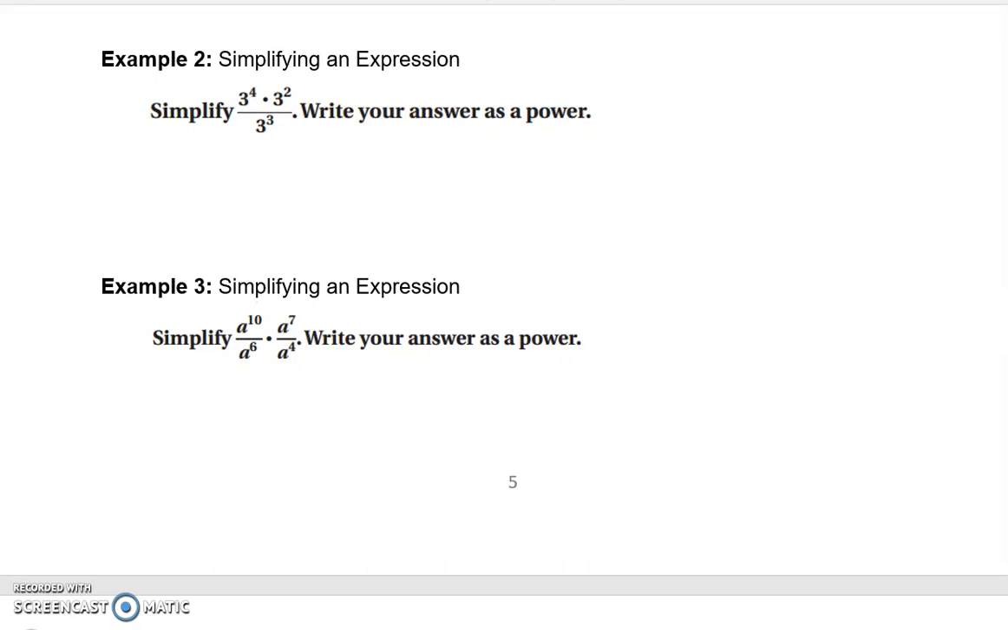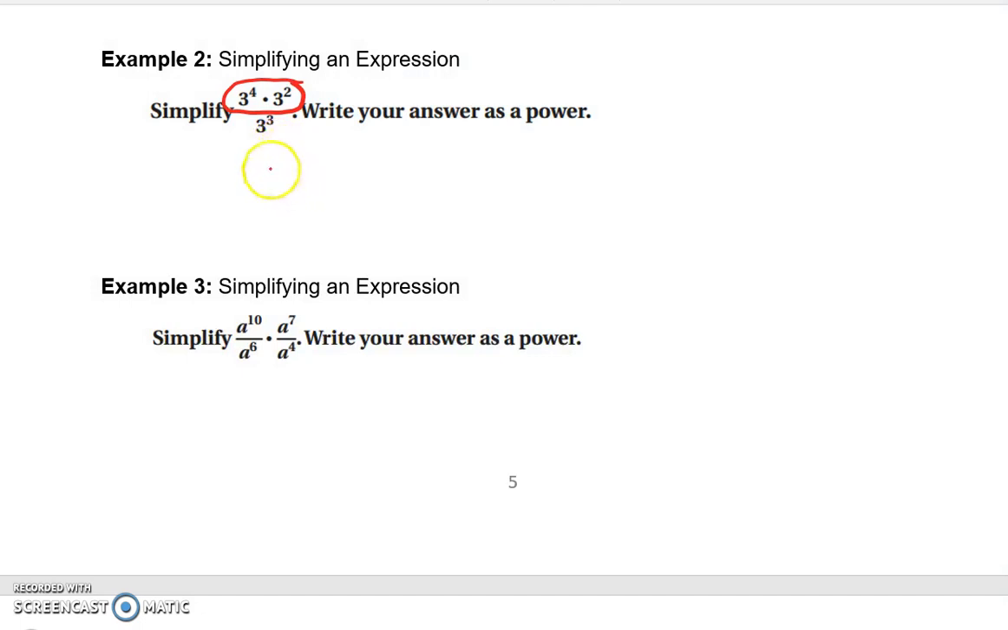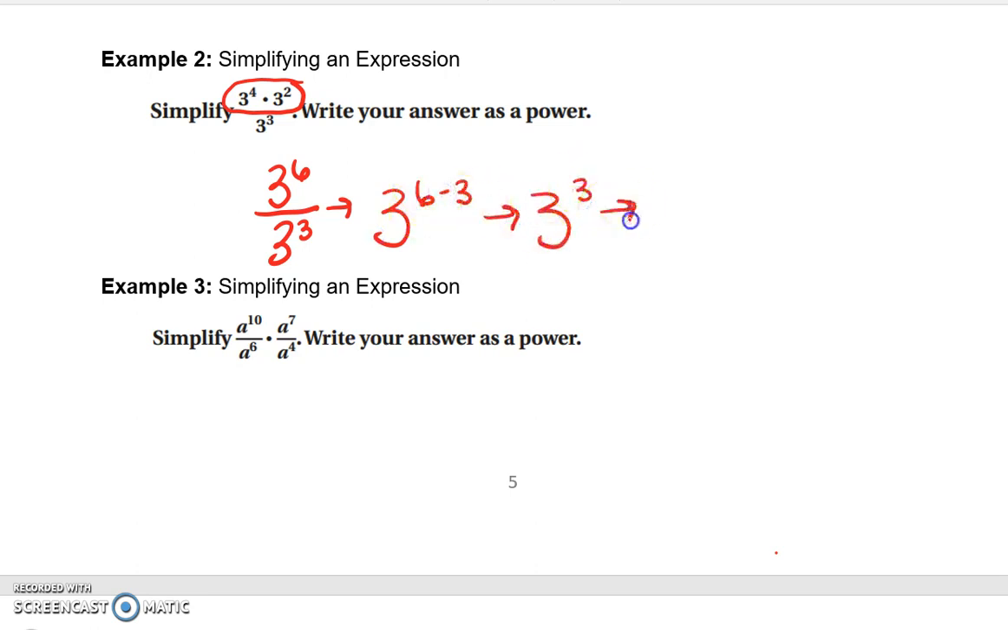So example 2, you're going to take some things that you've learned from yesterday's 10.2 lesson, and we're going to combine those with today's. So we've got to do what we learned yesterday. 3 to the 4th times 3 squared. You add these exponents, and 4 plus 2 is 6. So this would be 3 to the 6th over 3 to the 3rd. And 3 to the 6th over 3 to the 3rd is what we're doing today. So now we're subtracting 6 minus 3, which is 3. So this is 3 to the 3rd. 3 to the 3rd is 27. Either of these answers, again, would be acceptable.